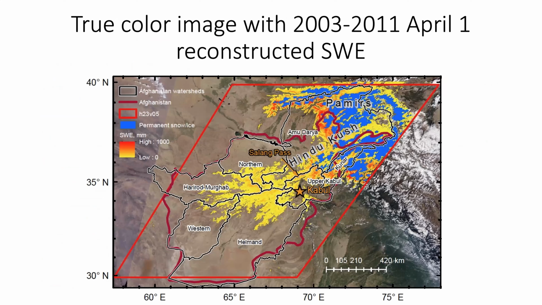This image shows the true color image of Afghanistan with an average of our reconstructed SWE from 2003 to 2011 overlaid on top. The red box shows a MODIS tile that we did the analysis on that interestingly fits the country of Afghanistan perfectly.